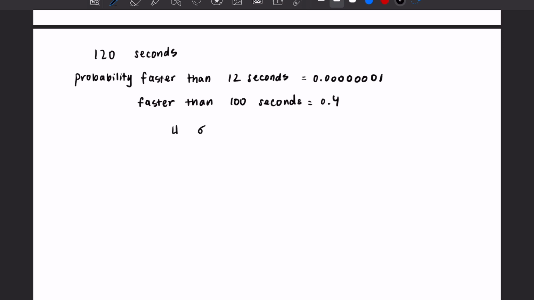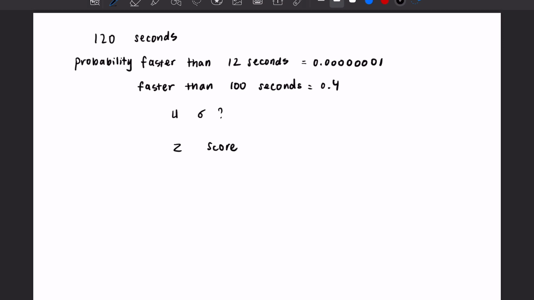If we don't know the mean and the standard deviation, then we can use a concept called the z-score. The z-score is a statistical measurement of a score's relationship to the mean in a group of scores. And from this, we can form two simultaneous equations in order to find the mean and the standard deviation.